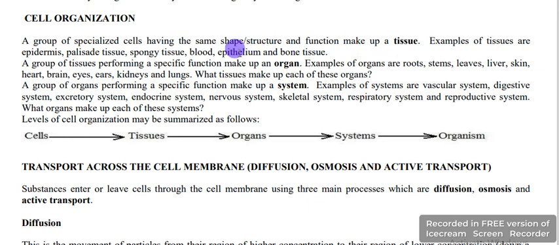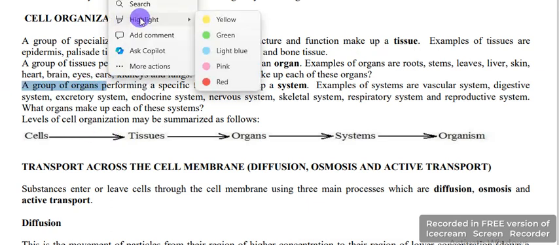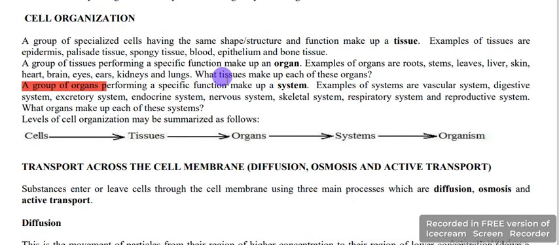Now we go to the organs. A group of organs, if you have a group of organs, they make or performing a specific function make up a system. So examples of systems are vascular system, digestive system, excretory system, endocrine system, the nervous system, skeletal system, respiratory system, and the reproductive system. What organ make up each of these systems?